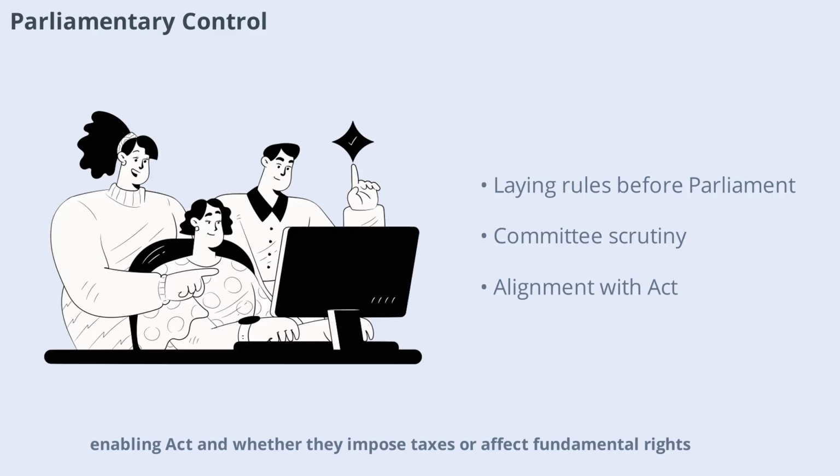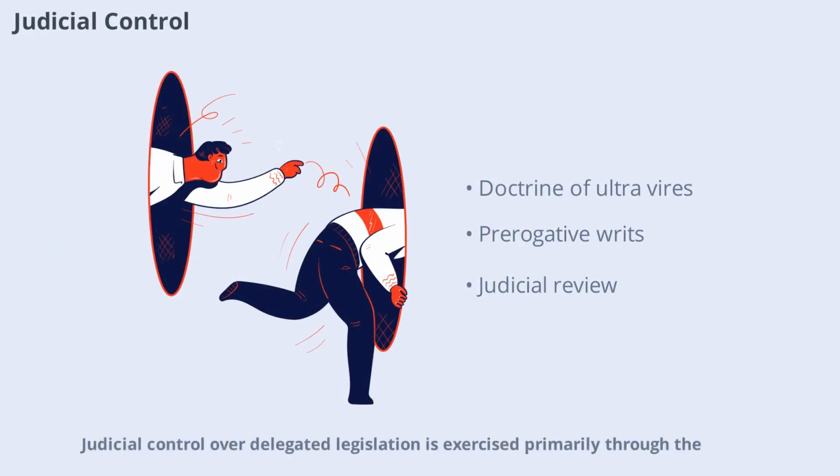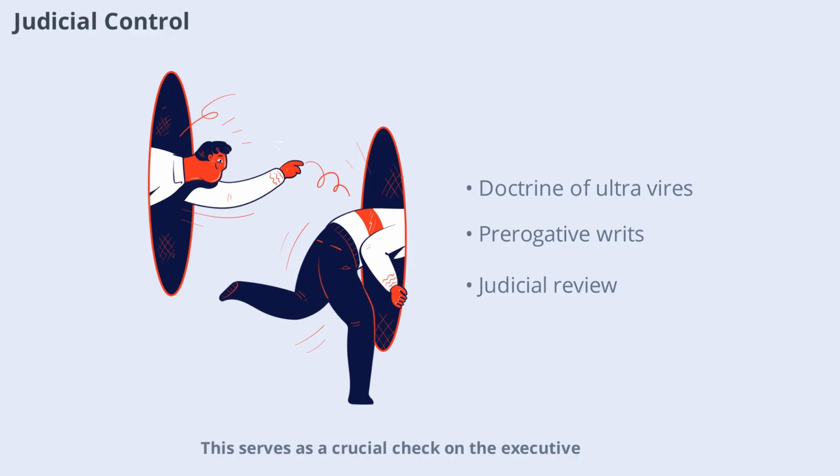Judicial control over delegated legislation is exercised primarily through the doctrine of ultra vires and the use of prerogative writs. Courts can strike down rules that exceed the powers granted by the enabling statute or violate constitutional rights. This serves as a crucial check on the executive, ensuring that delegated legislation remains within legal boundaries.